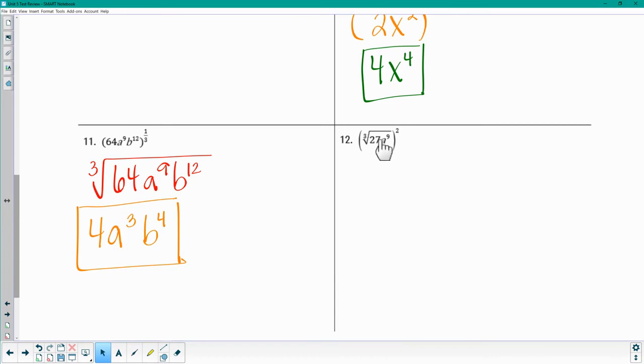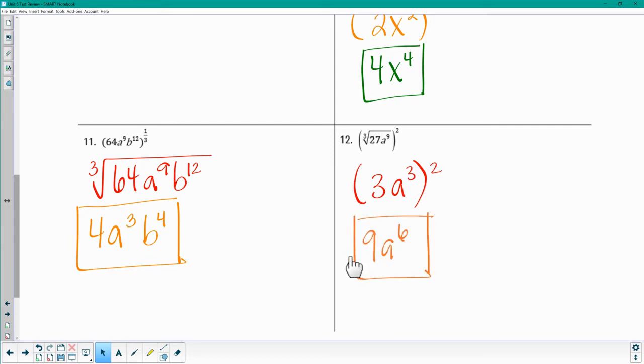For number 12, I'm going to simplify my parentheses first, giving me 3, because cube root of 27 is 3, and 3 goes into 9 3 times, a cubed. And again, I have a squared outside, so I'm going to make sure that I distribute it to both terms inside, giving me 9a to the power of 6.